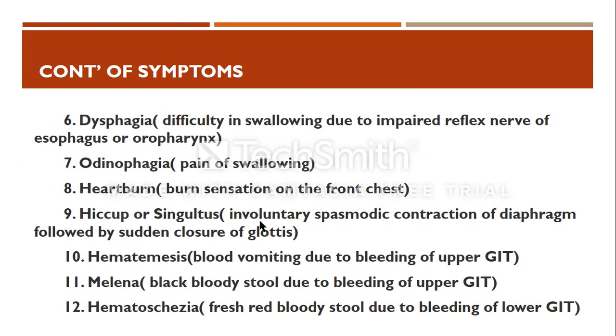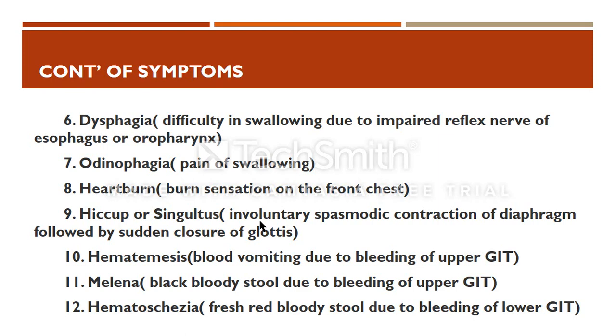We have dysphagia, where someone has trouble swallowing due to impaired reflex nerves of the esophagus and the oropharynx. Here I can mention odynophagia, where we have pain in swallowing. When you try to swallow something, you get pain, so that is what we call odynophagia. Another symptom is heartburn. Heartburn is a burning sensation in front of the chest due to some nutrition or some problem of the GI tract or stomach. We can have hiccup or singultus: involuntary spasmodic contraction of the diaphragm, which is followed by what? A sudden closure of the glottis.